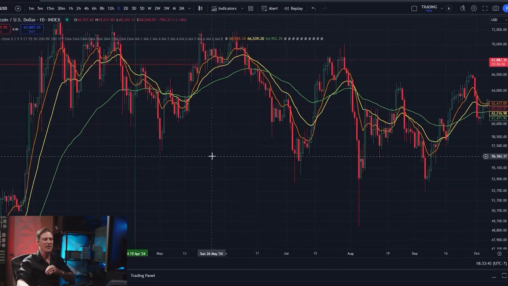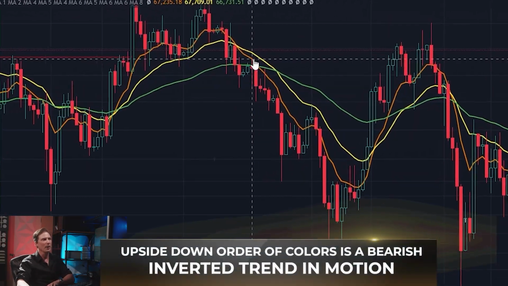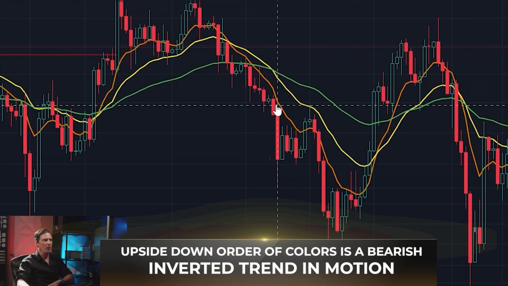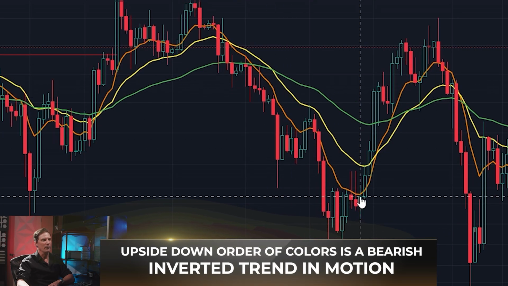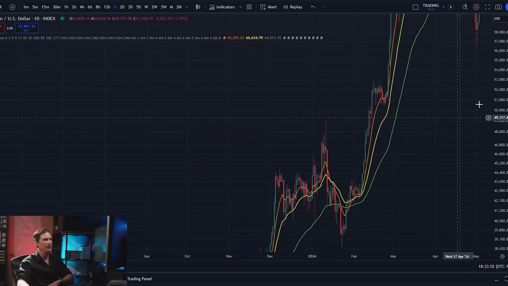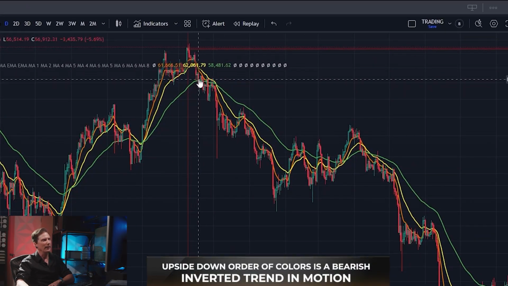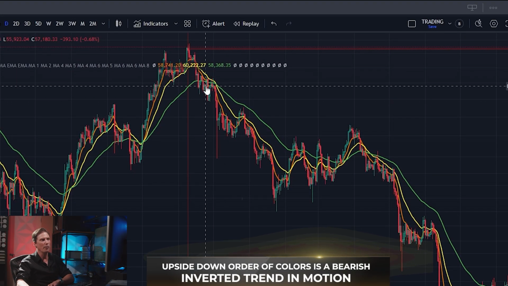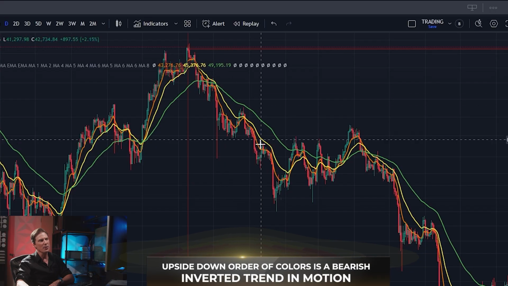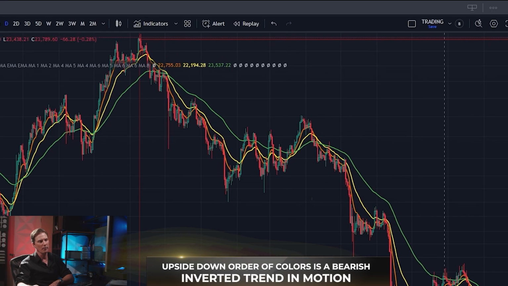The opposite of that is an inverted trend in motion, right? When you've got an upside down rainbow, orange, yellow, green, it's very bearish, right? And it's very obvious here. At the end of the last cycle when the whole bull run crashed, you got an inverted trend in motion for like an entire year, pretty much.